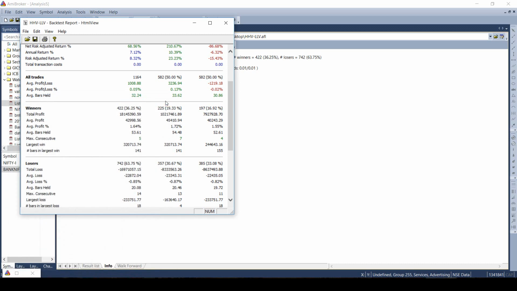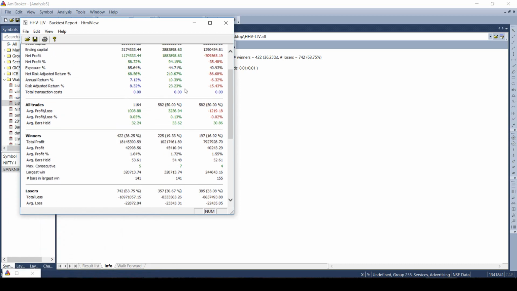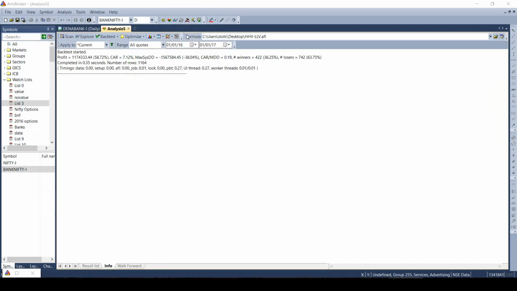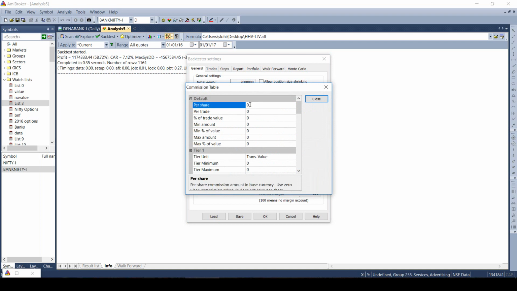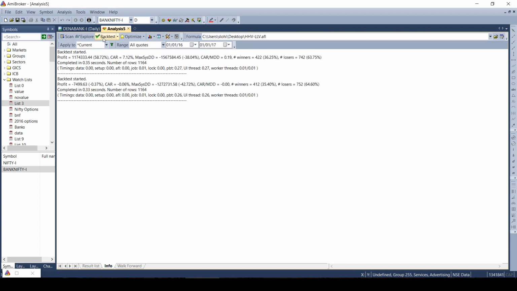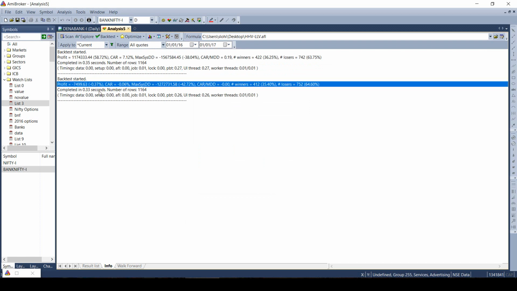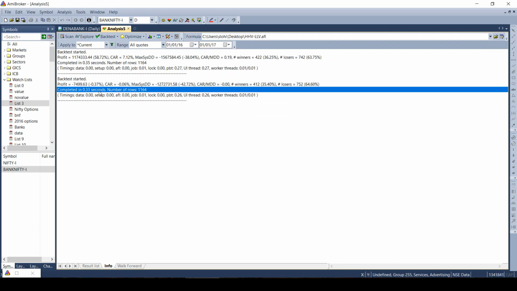This is not a real-world backtest because we have not added any commission or trading cost in the backtest. Let me add commission of 0.02% per trade and backtest again. See, the entire profitability of the strategy disappears.